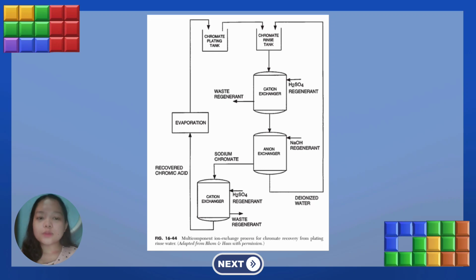The treated water becomes deionized and can be reused. The waste regenerants go through evaporation, recovering chromic acid, which is then processed again in another cation exchanger.